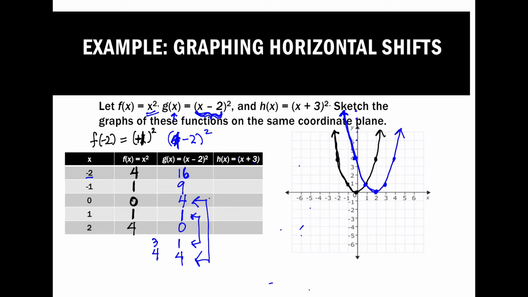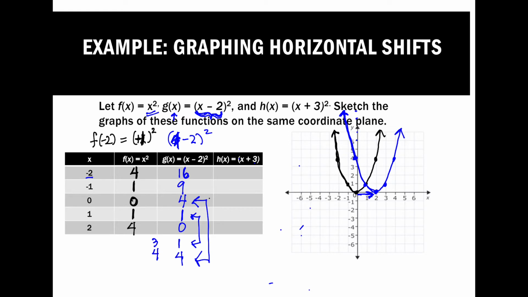So in an interesting way, when we did something to the x before it was squared, it also shifted it, but it shifted it horizontally. And notice that it shifted it in the opposite direction that we would expect. It shifted it to the right 2 units. And that's when we subtracted 2. Right? We subtracted 2 and it shifted it to the right 2. Interesting. And so we'll take note of that.